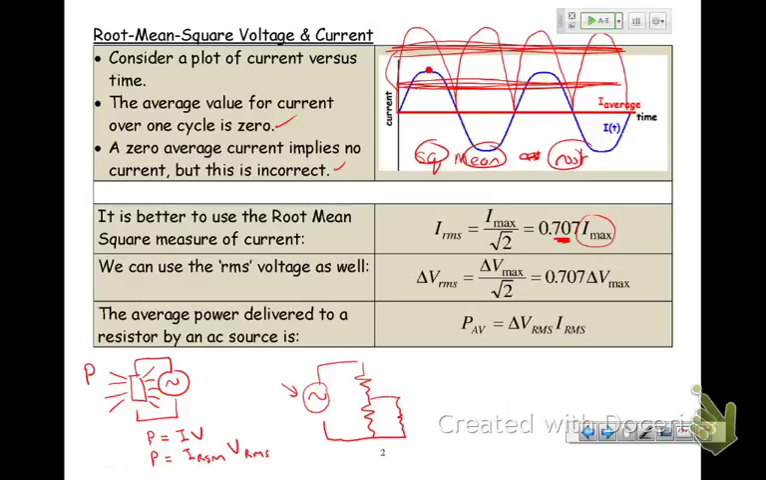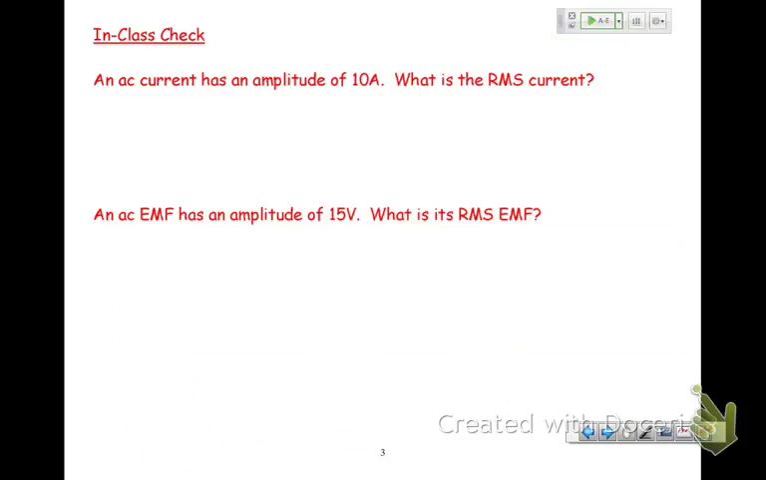But sometimes they'll give you a maximum value just to see if you're going to use it. You know, will you use that maximum value? So don't fall into that trap. Whenever you're around AC, ask yourself, am I dealing with RMS, or am I dealing with the maximum value? So IRMS, VRMS, or Imax, or Vmax.